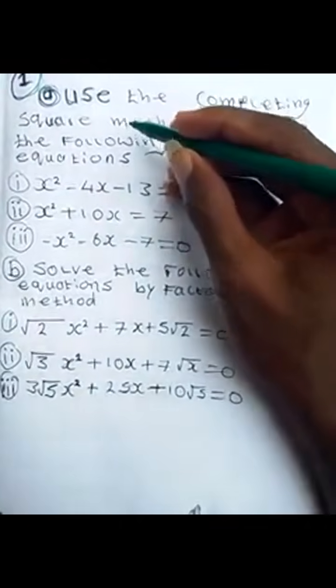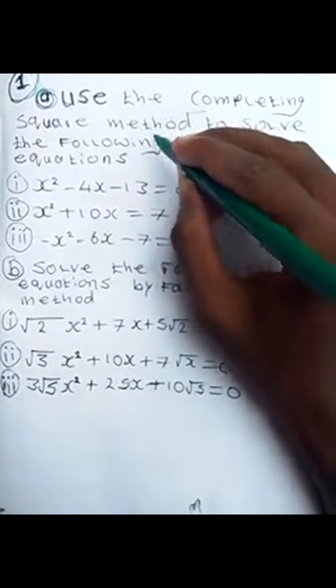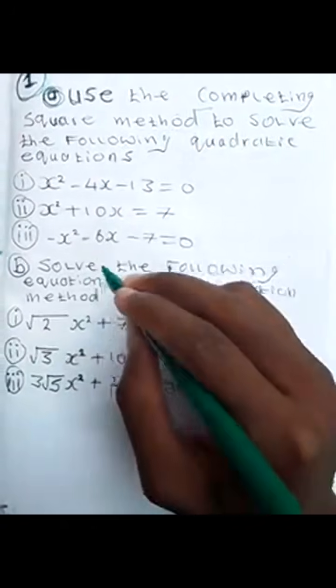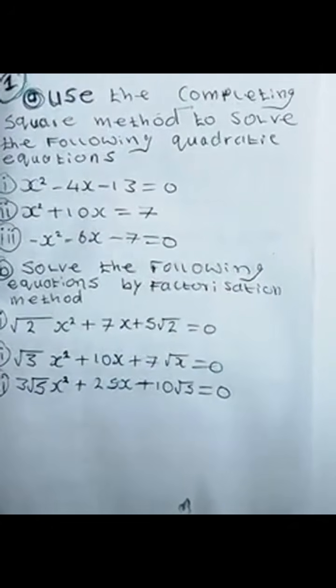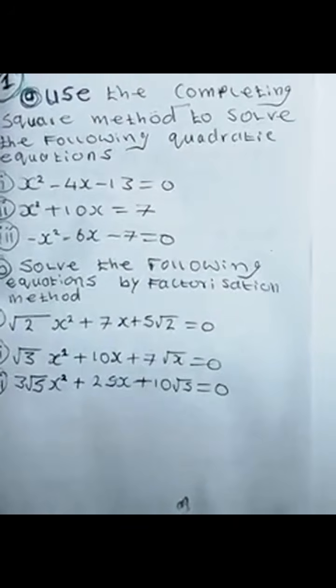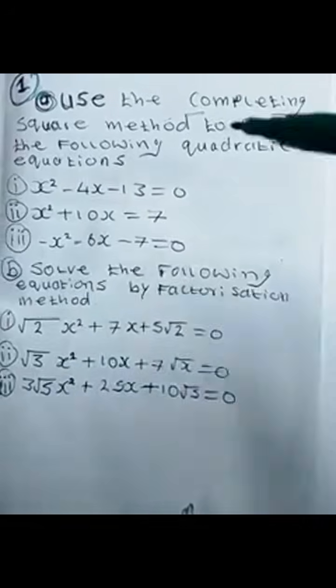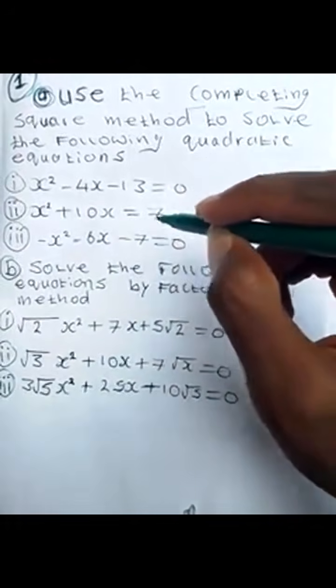Alright, so let's solve the first question. The first question is saying, use completing the square method to solve the following quadratic equations. So completing the square method is a method which you can also use to solve a quadratic equation. It's not only the quadratic formula that you can use, in case you didn't know. If you don't know the quadratic formula, maybe you might find this one to be easy. So you can also use completing the square method.